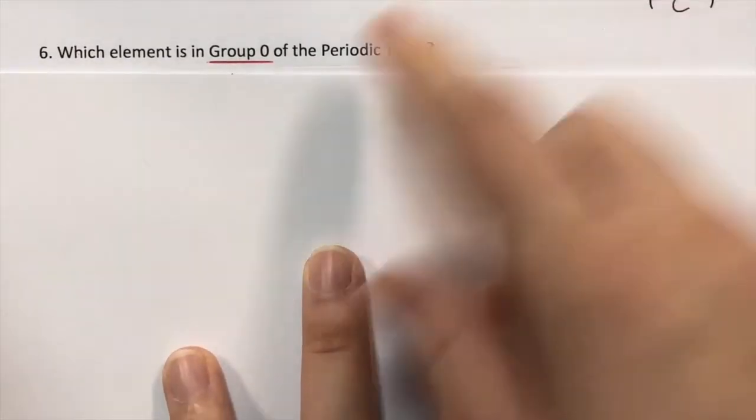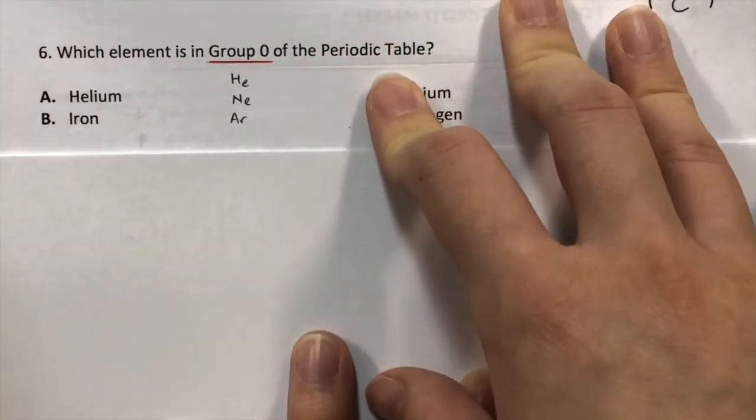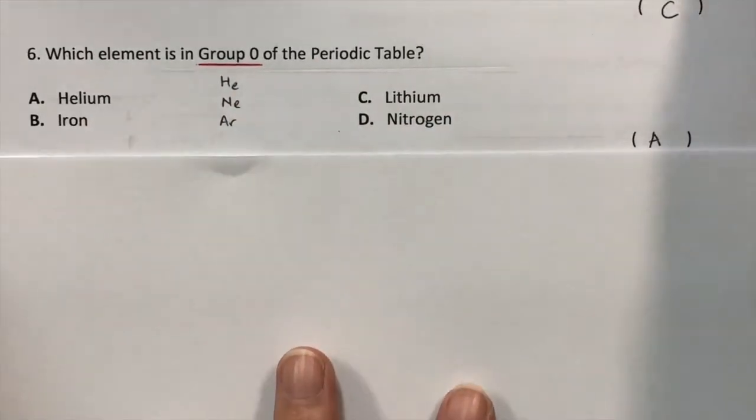Next one, question 6 asks about group 0. So if you look at the periodic table, group 0 will be this few. Therefore, the answer is A.